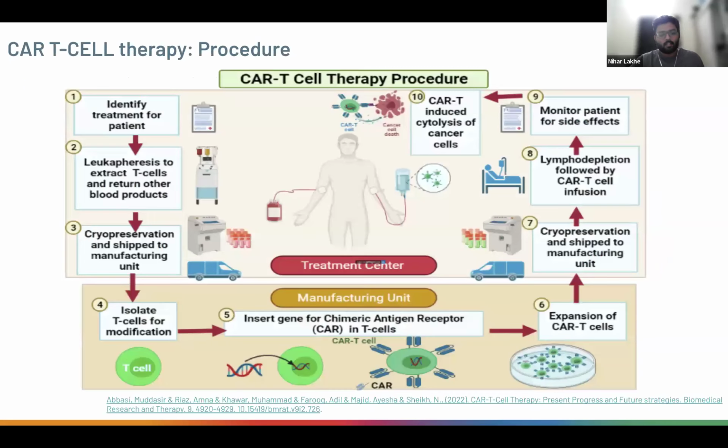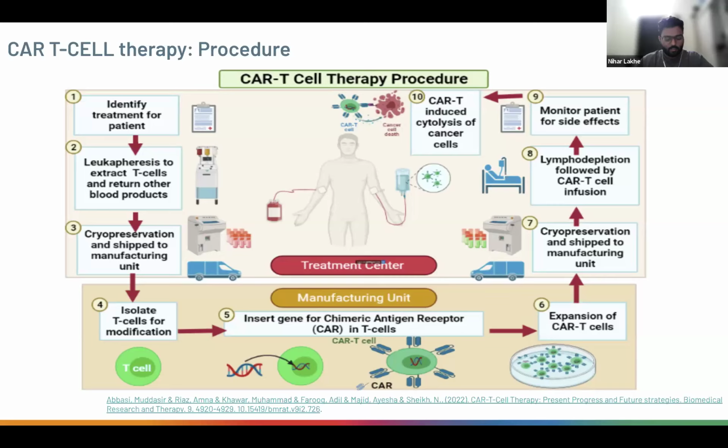In order to understand the effect of CAR T cell therapy, we'll also look into the procedure of it. The procedure broadly involves collecting the patient's T cells at the treatment center, modifying and expanding them at a specialized manufacturing unit, and then infusing them back into the patient at the hospital after processing. The first step is to identify treatment for patients. CAR T cell therapy is often utilized when traditional methods like chemo and radiation fail.